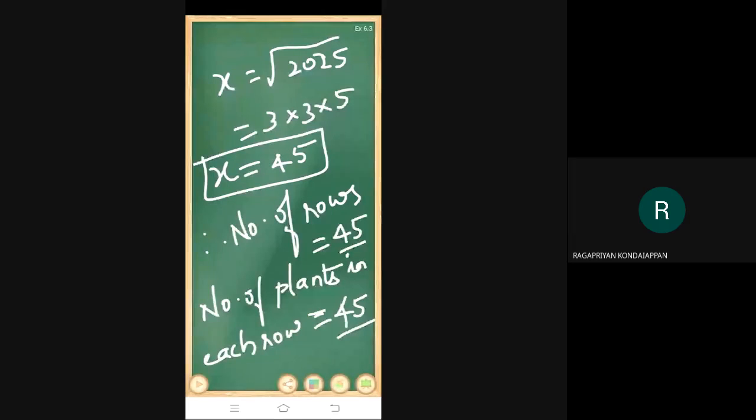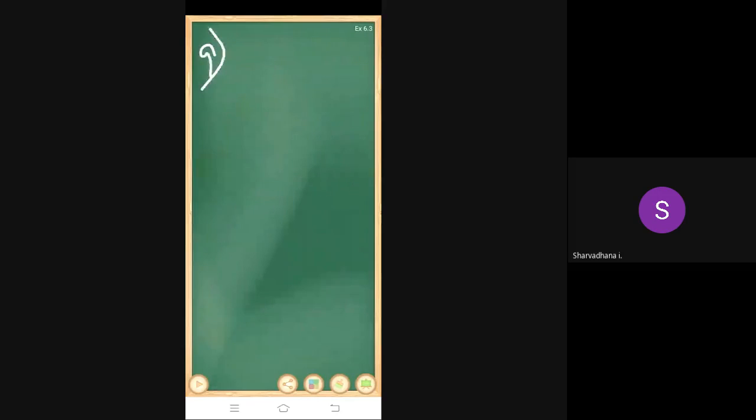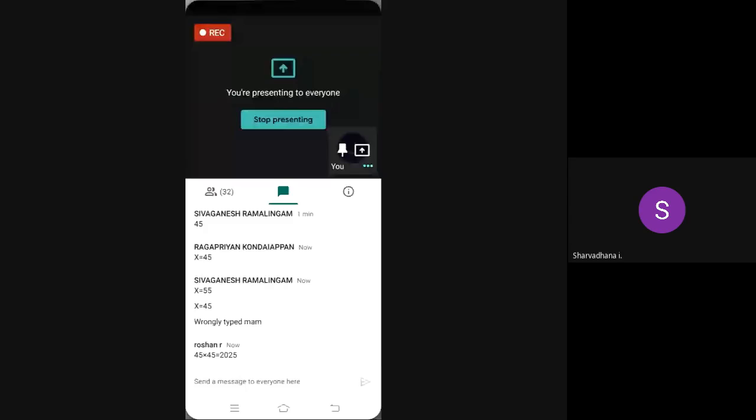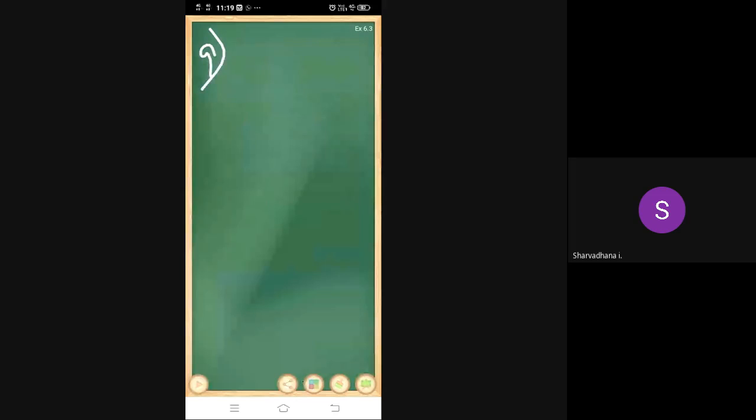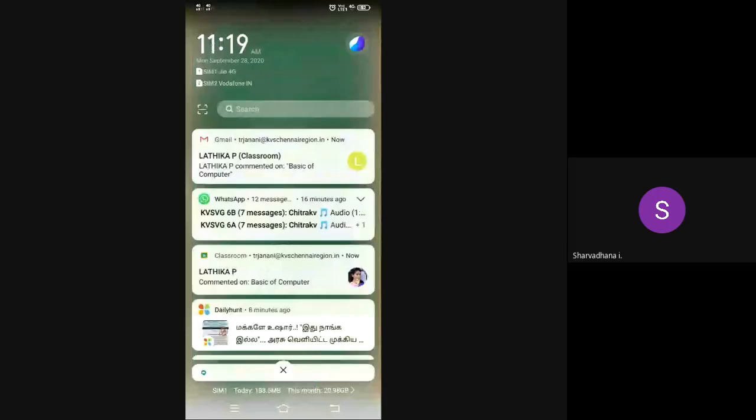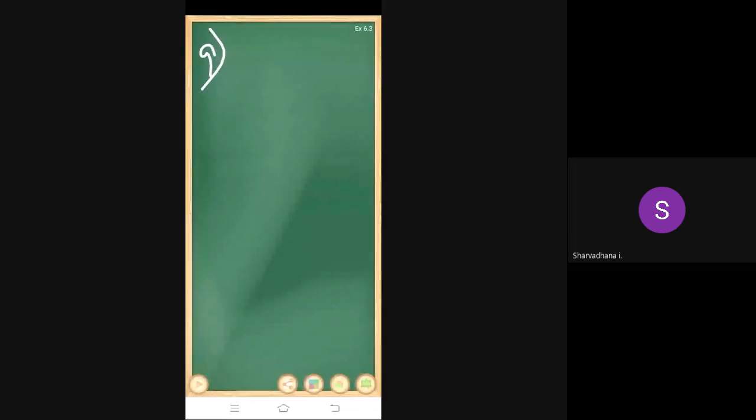Children, this next one is a very important competitive exam question. Find the smallest square number that is divisible by each of the numbers.